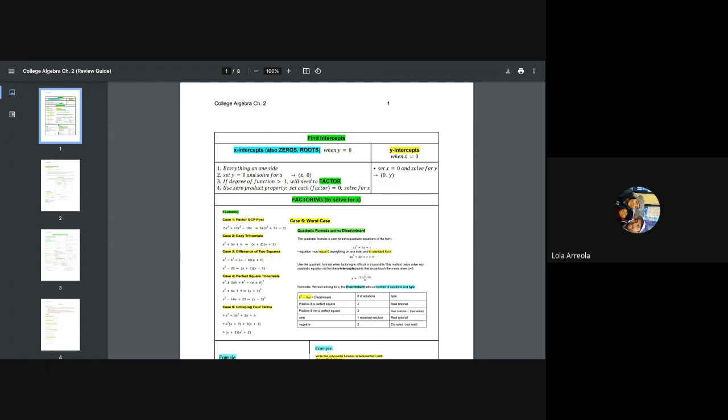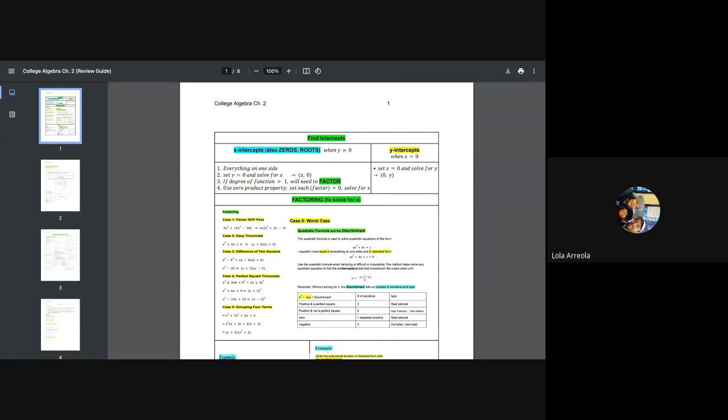Let me erase. Actually, let me just write it up here. 0 is equal to x squared plus 10x minus 24. So 0 is equal to x squared plus 10x plus 24. Okay, now this just becomes a factoring problem.